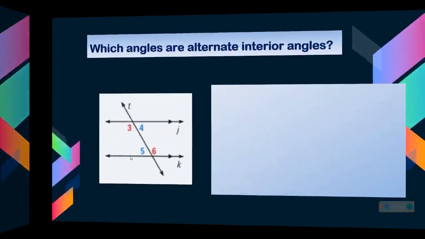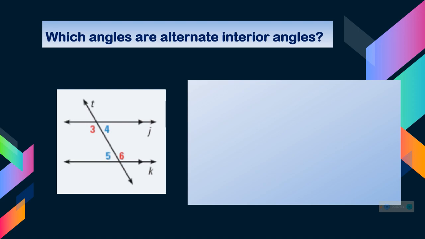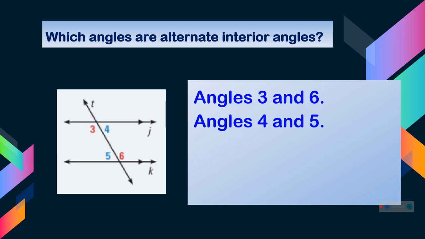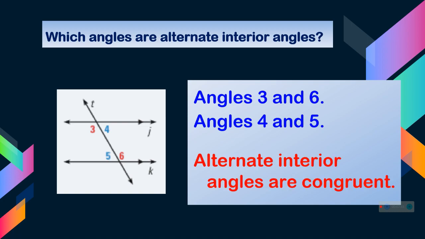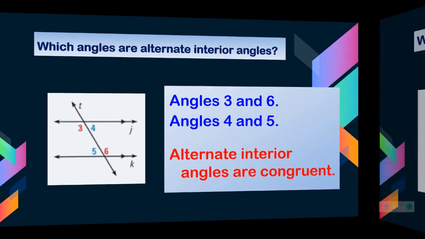Okay, next question. Which angles are alternate interior angles? That's correct. We have angles 3 and 6 and angles 4 and 5. Okay? We have to take note again the property about the alternate interior angles, wherein alternate interior angles are congruent.